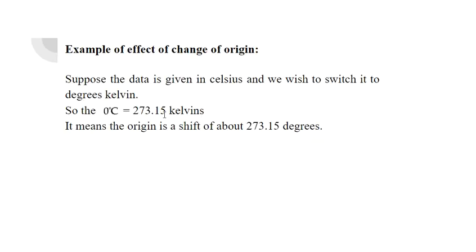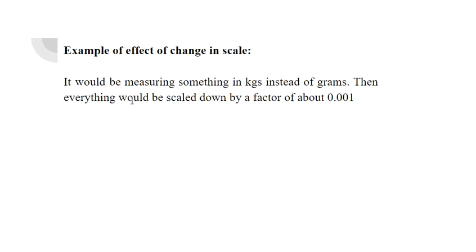Why is this example suitable for effect of change of origin? Because in order to convert degrees Celsius into kelvins, we need to add some number to the degrees Celsius. Therefore this example is suitable for change of origin. Similarly, let's have an example for change in scale. It would be measuring something in kgs instead of grams, then everything would be scaled down by a factor of about 0.001.